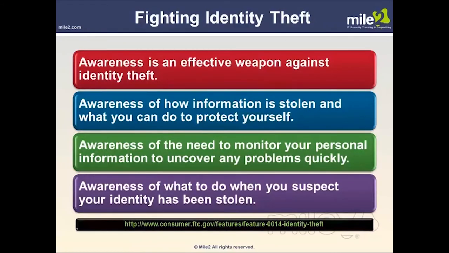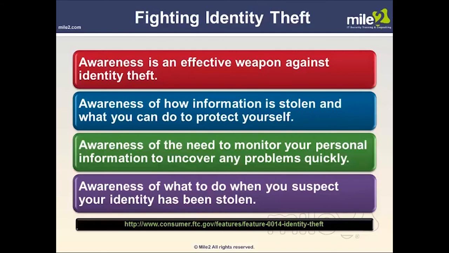All right, fighting identity theft. Now, awareness, of course, is an effective weapon against identity theft. You need to be aware of what's going on. What are these bad guys doing out there? How are they actually committing this? What are they doing to get your information? They do everything from stealing your mail from the mailbox to just swiping your credit card at the local restaurant. This is very, very straightforward, very easy to do. It just depends on how desperate they are and the situation they're in. So awareness also of how information is stolen and what you can do to protect yourself.